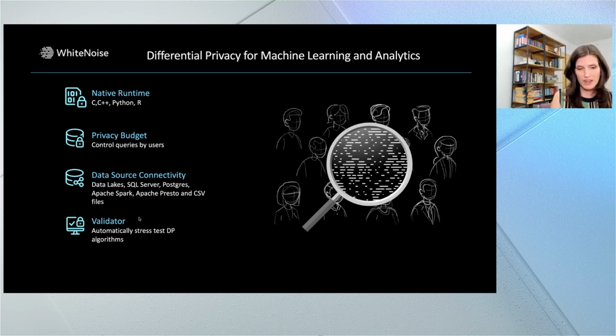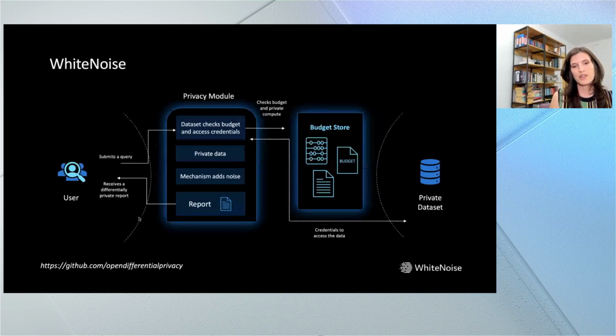And so the way the White Noise system works is you can put it on top of many different types of data stores or data sets, and then you query through the system, and we will manage the adding noise and calculating the budget so that you get as a result statistics or a machine learning model that is differentially private. So you have strong privacy assurances and don't need to worry about the types of attacks I just showed you.